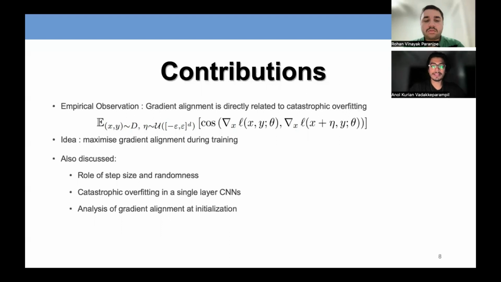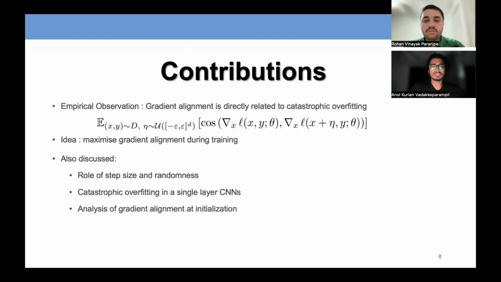The authors empirically observe that the following quantity, called gradient alignment, is directly related to catastrophic overfitting. This quantity is essentially the cosine between the gradient of the loss function with respect to the input at point x and x plus eta, where eta is a random perturbation. The idea of the regularization method is to maximize gradient alignment during training, which essentially helps to scale adversarial training, also taking care of very high epsilons as compared to the previous ones.